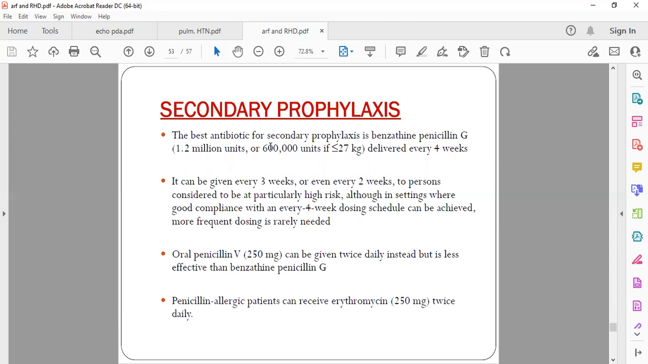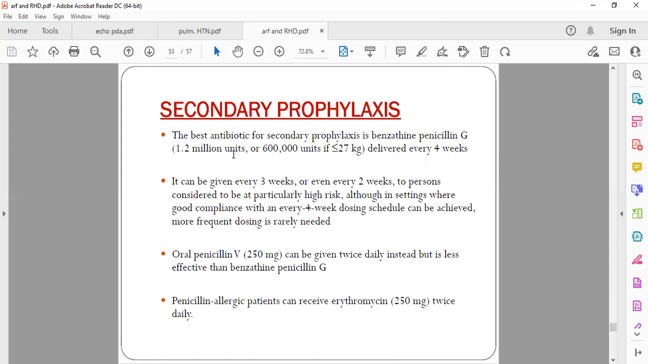If the patient has got acute rheumatic fever, even without heart involvement, there are high chances that it may progress to rheumatic heart disease. If the patient has already developed rheumatic heart disease, then also you should give secondary prophylaxis, as it prevents the worsening of the rheumatic heart disease.